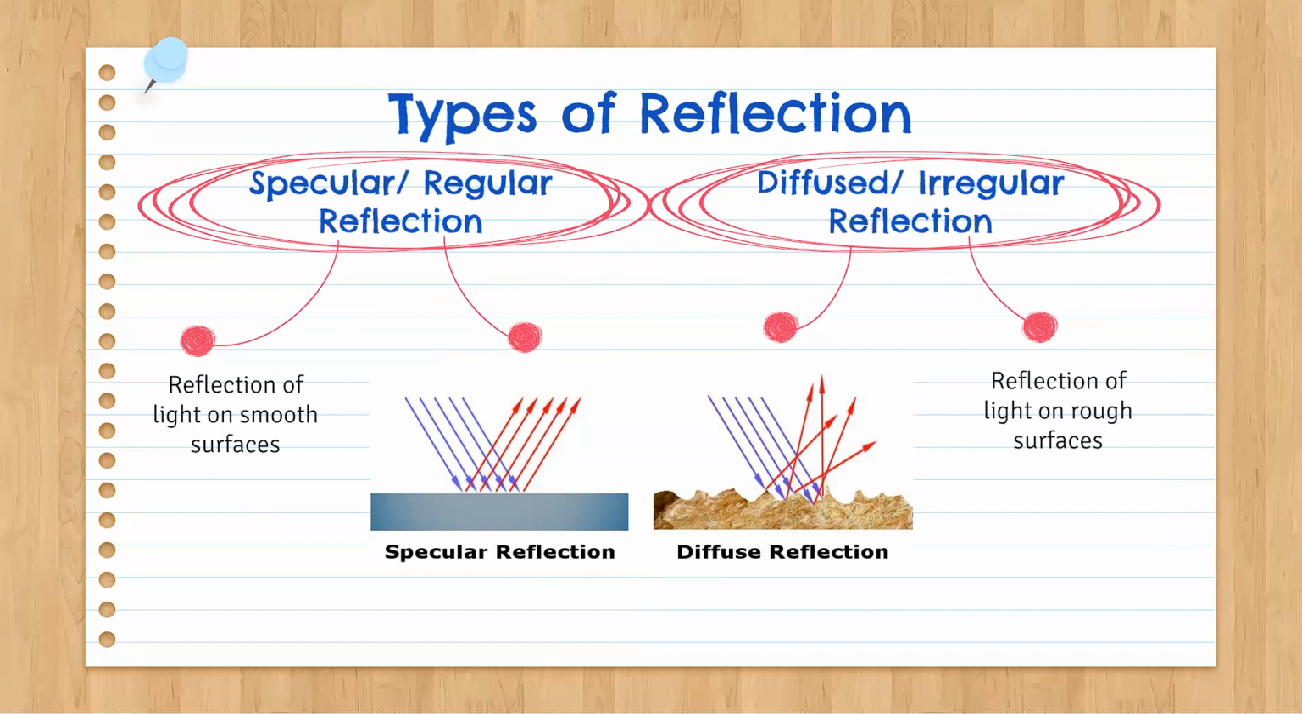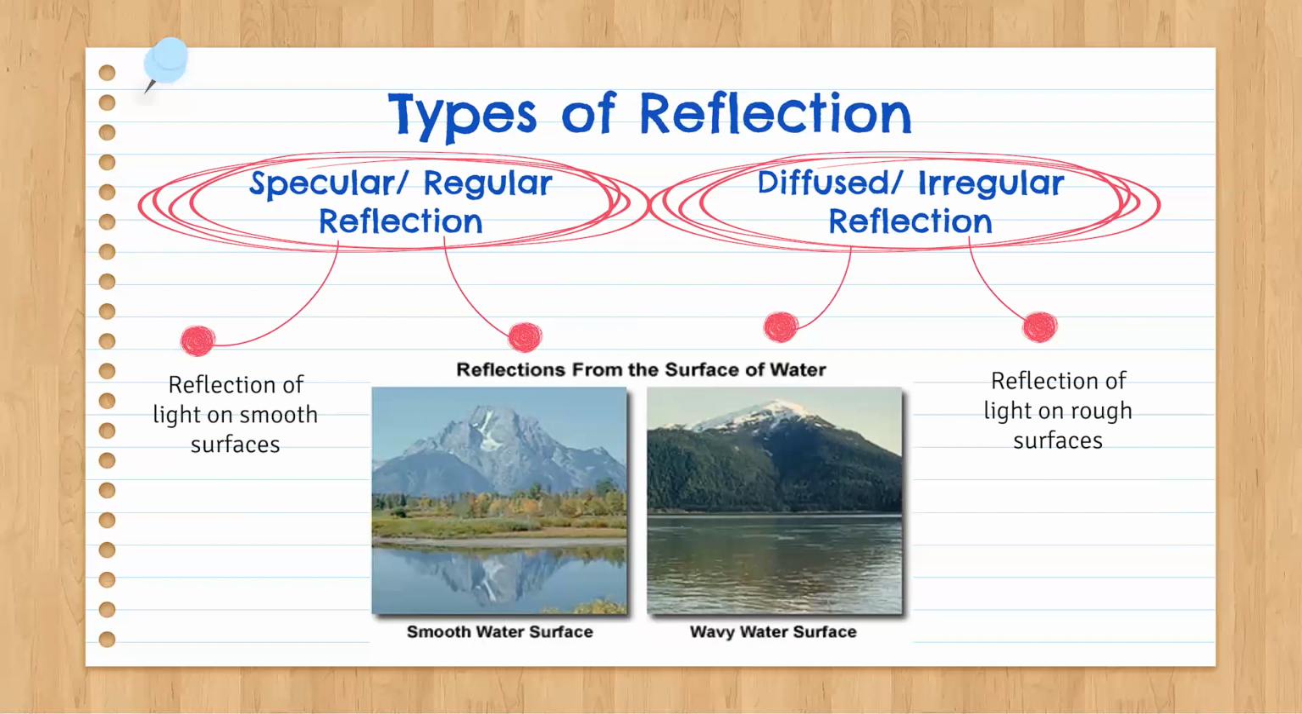Now, an example of this is the image shown below. So on the smooth water surface, we can see clearly the surroundings, while on the wavy water surface, we cannot see clearly the surrounding area in the image projected by the water.